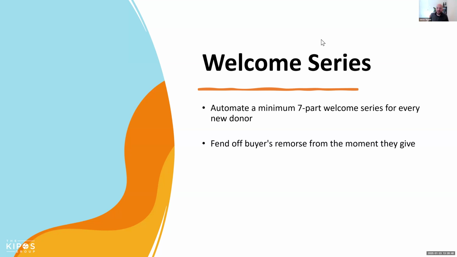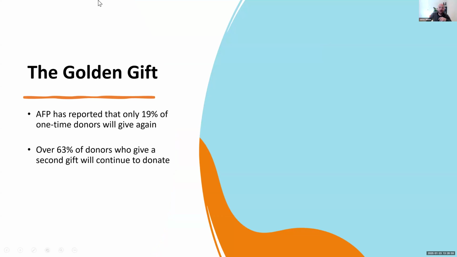There's a lot of data out there to suggest that when you do this, small and mid-sized donors often will give a second gift very quickly afterwards, which shows that you've built trust with them. And here's some additional really compelling data. AFP has reported that of donors who give just a one-time gift, only 19% will give again. But over 63% of donors who give a second gift will continue to donate.